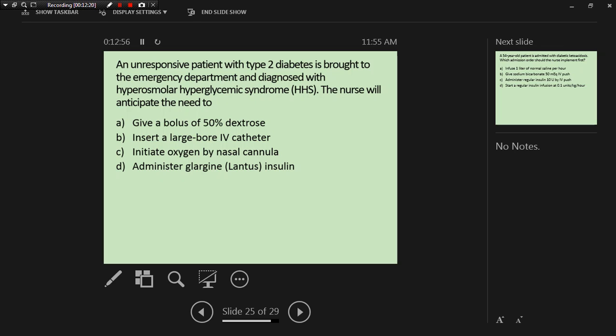We're going to insert a large bore IV catheter. We're definitely not going to be looking to give them longer acting. We're going to give them shorter acting, regular insulin. And although I like oxygen by nasal cannula, nothing in the question asks us or tells us there's a respiratory issue going on, although we need to worry about airway, breathing, circulation. The bigger issue with HHS is high sugars, dehydration. So insert large bore IV catheter.